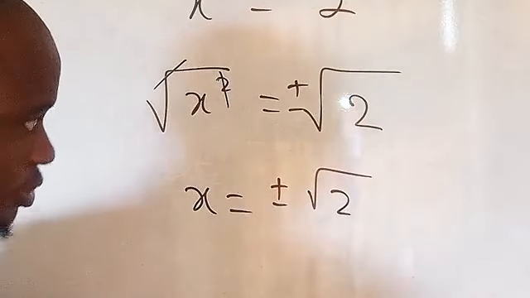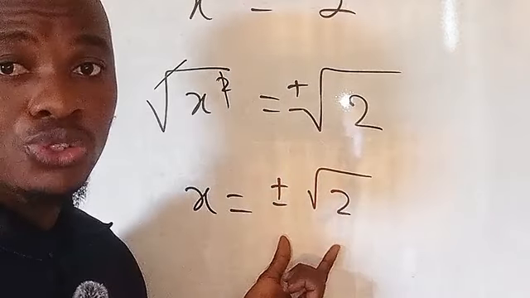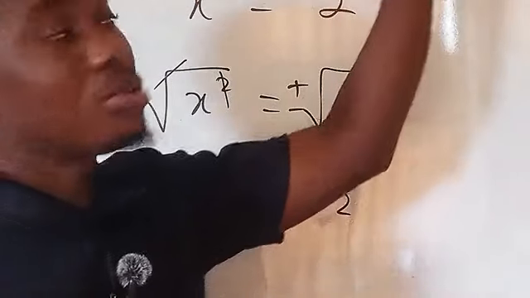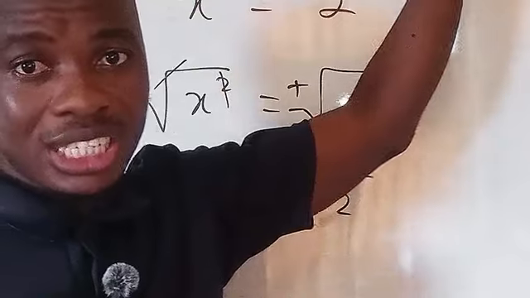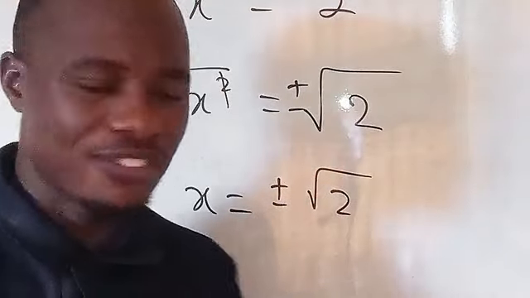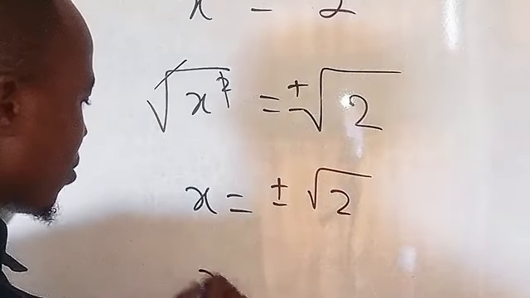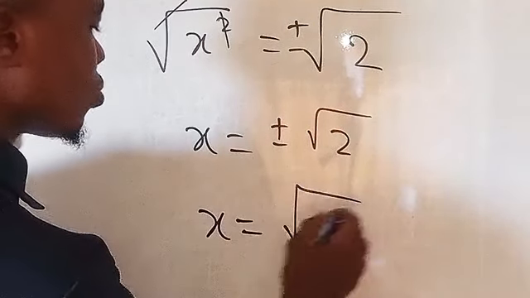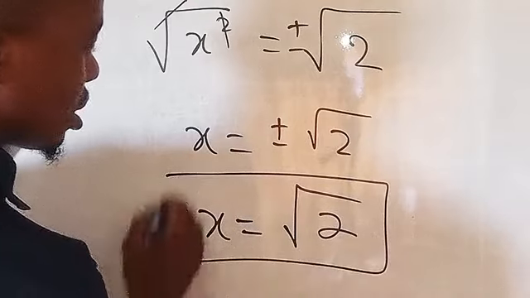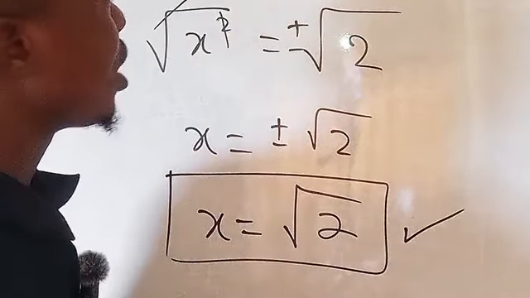Now here, according to what we have, this is an exponential function, right? So it cannot be negative. So therefore, we're going to have x to be only root 2. And that's the solution.